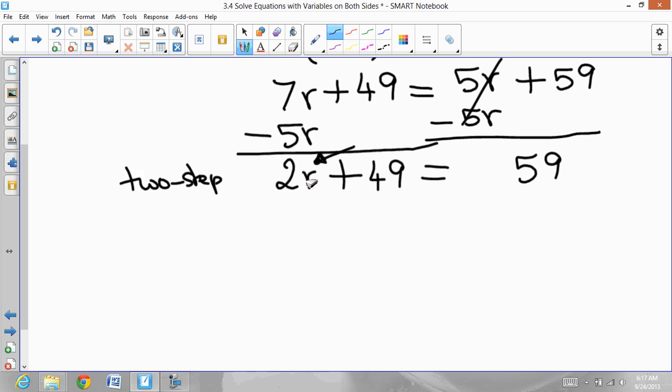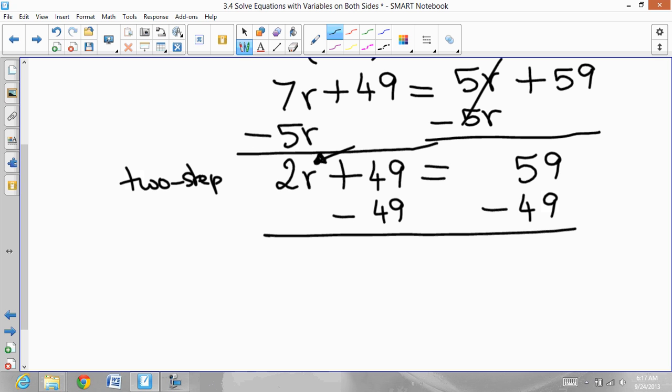And r is being multiplied by 2. We'll come to that last. So you got plus 49, positive 49. Let's go with the negative 49 to get rid of this. Whatever you do on the left, let's do the same thing on the right. Positive 49, negative 49 cancels out, and you have 2r equals 59 minus 49 is 10.